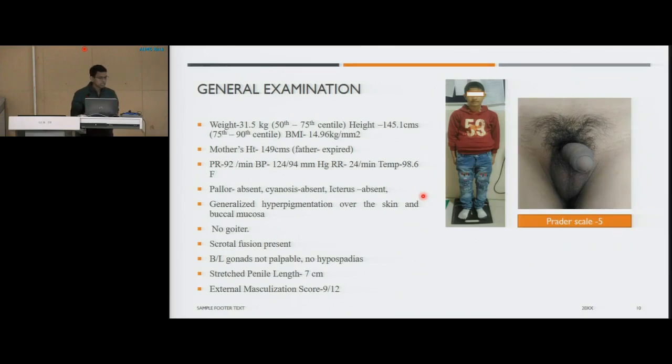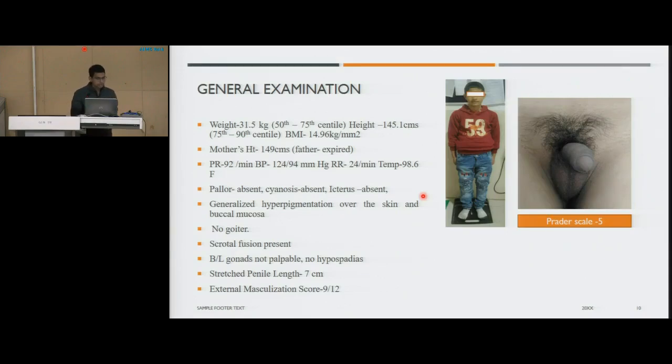And he had generalized hyperpigmentation over the skin and buccal mucosa, no goiter. Coming to the specific local examination, as you can see in the picture, there is scrotal fusion, and bilateral gonads were not palpable. The meatus is at the tip of the glans, so no hypospadias. And the stretched penile length is 7 centimeters.